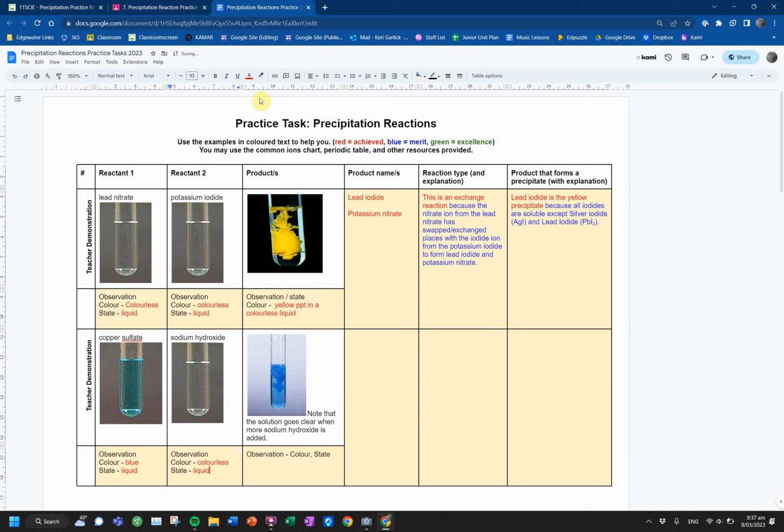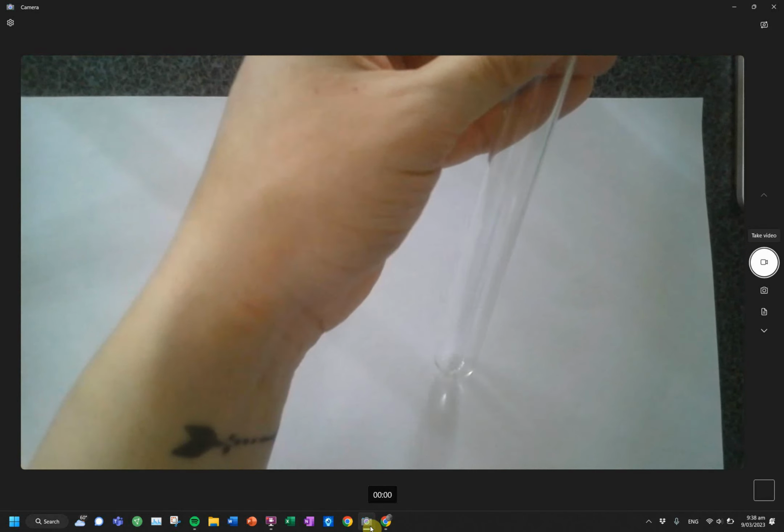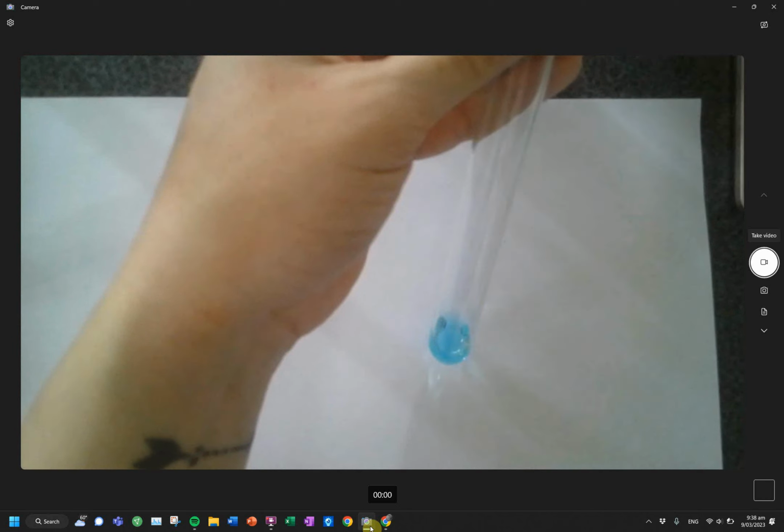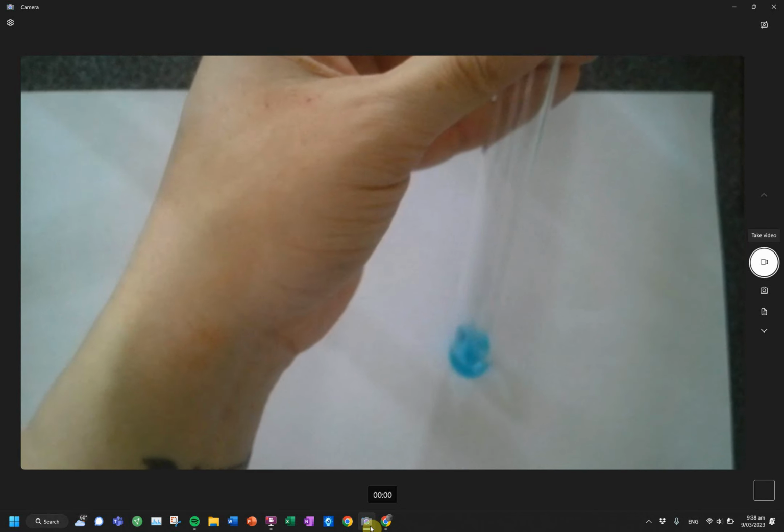Now I'm going to get my test tube and mix it together. I'll do it under the document camera so you can see it a bit better, and I'm going to put a white piece of paper underneath it so you can also see it. So here is my blue liquid. That's the copper sulfate.